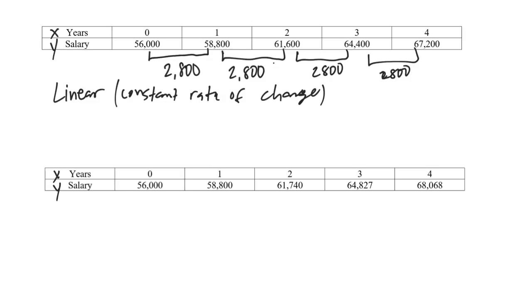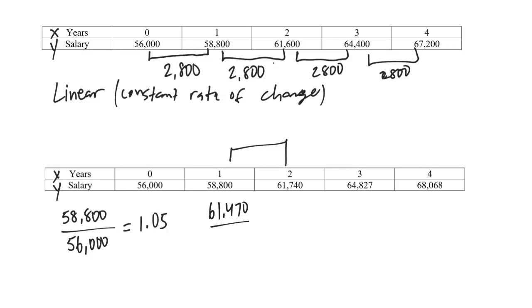Now, for exponential functions, the rate of change is determined by multiplying by the same number every time. And so therefore, if we try to, let's say, divide 58,800 by the y value before it, 56,000, what you would end up with there is 1.05. Well, if you did that again for the values in this little sub-interval here, then you would do 61,470 divided by 58,800, and what you would find out is that you would again get 1.05. And so what we call this is a common ratio between these y values.